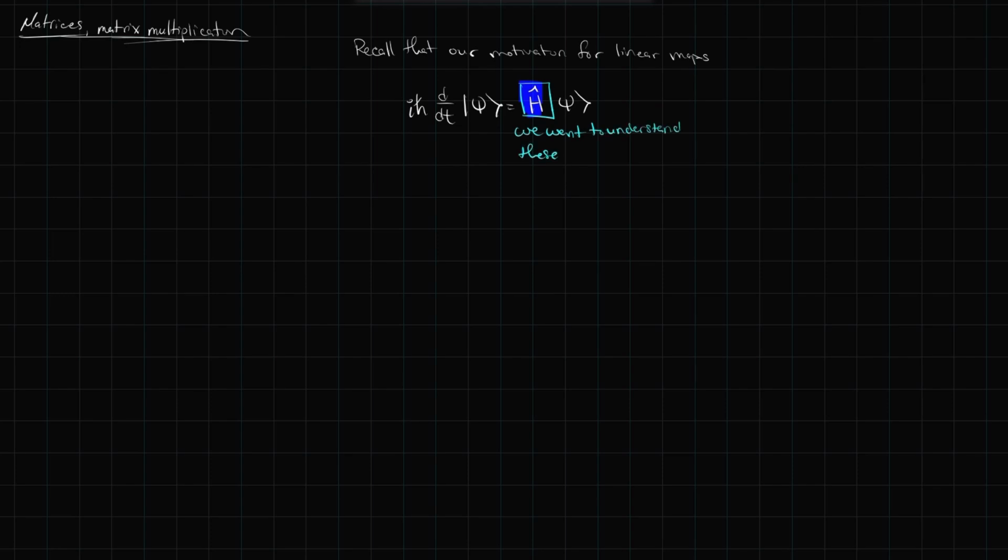So let's take a quick step back and recall that our motivation for linear maps goes back to the Schrodinger equation, and really everything from this semester goes back to that. But in particular with linear maps, it was this H hat on the right-hand side that we are focused on. Technically, the derivative is also a linear map. You saw that really briefly in an earlier video. But really, we're trying to understand these objects, so we're going to understand these as best as possible.